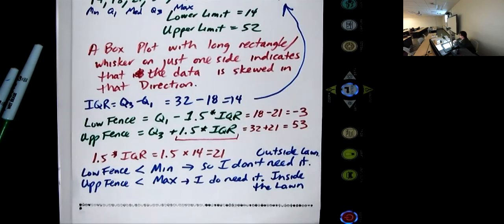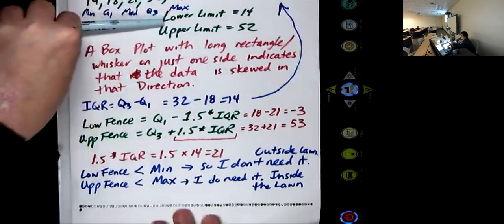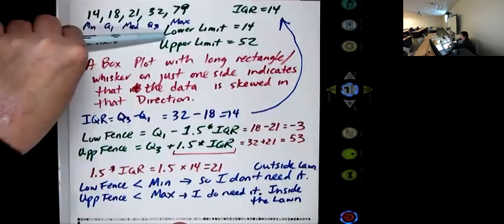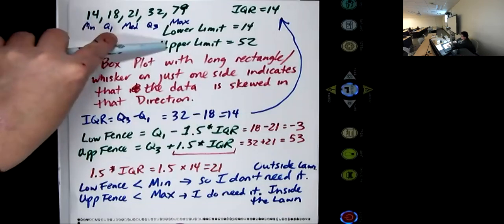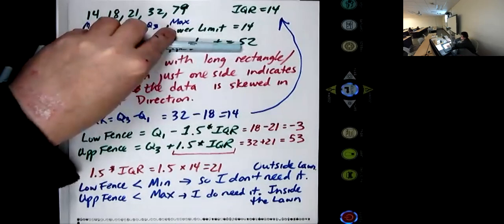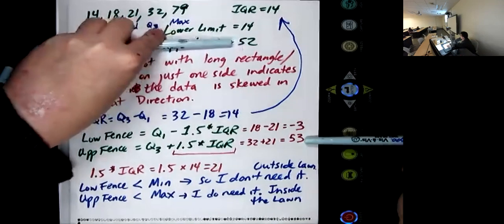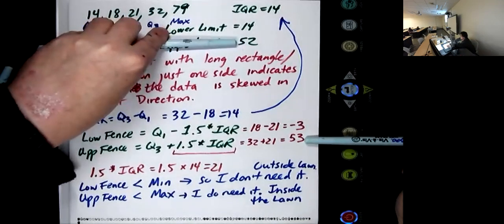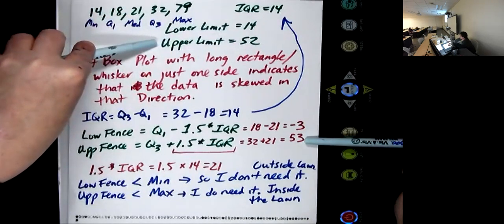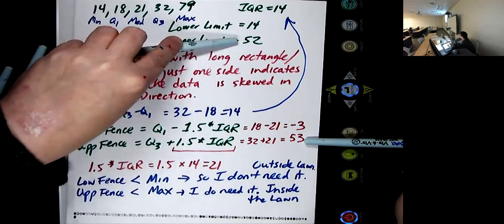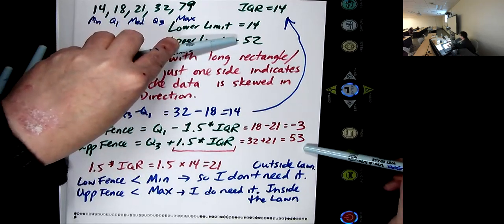There's a little bit of discrepancy so that you can see what it is. They said the lower limit was 14. Well, they're just saying it's the min right here. They said the upper limit was 52, and we just calculated the upper fence was 53. What StatCrunch shows you is the value that's closest to the fence, but still inside of the fence. So like there was a 52-year-old, but there was no 53-year-old. So they didn't say 53.